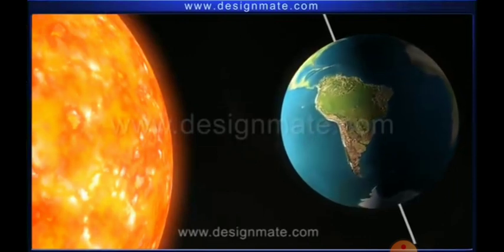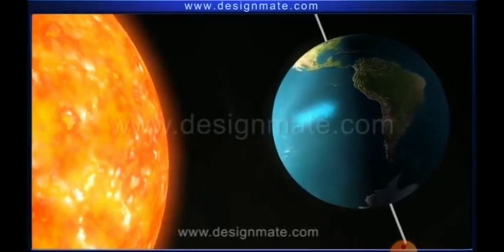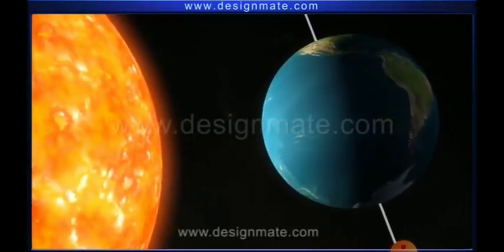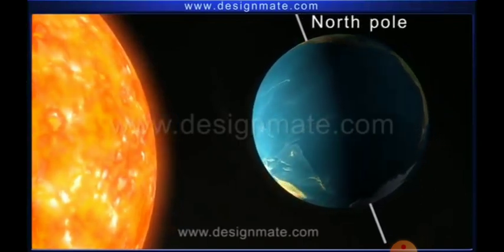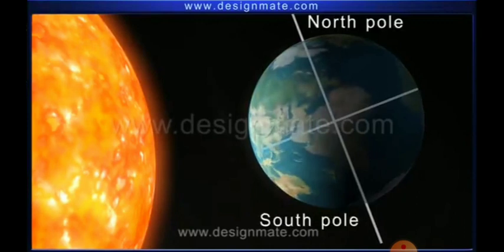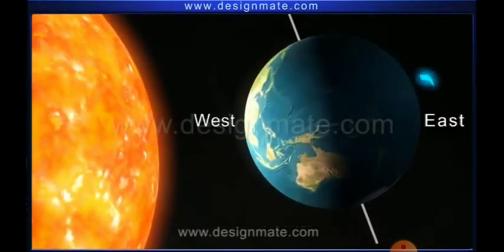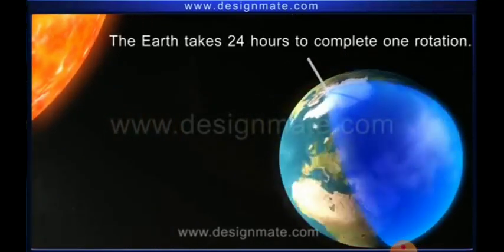The Sun is in a fixed position in the solar system. The Earth, as you know, constantly rotates on its own axis, which is an imaginary line that runs from the North Pole to the South Pole through the center of the Earth. This rotation is from west to east and takes 24 hours to complete.